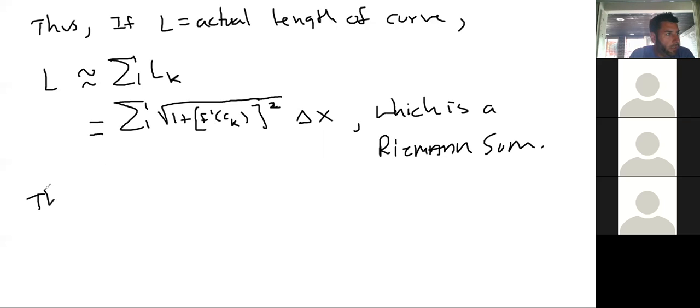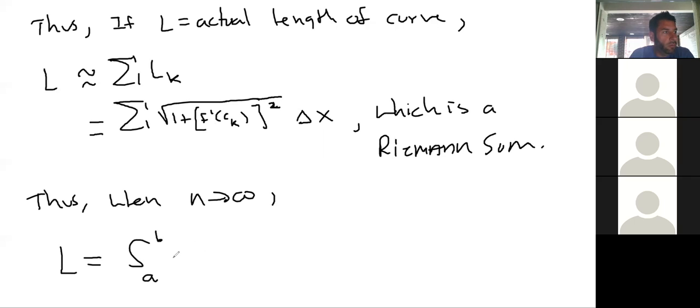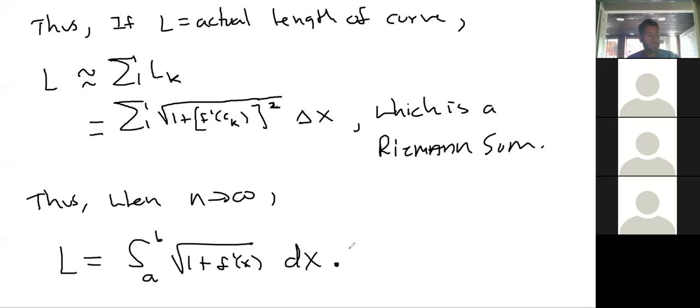And so what we can conclude is that when n goes to infinity, the length is actually this integral. Integral from a to b of the square root of 1 plus f prime of x squared dx. Yowzers. There's a lot happening there.